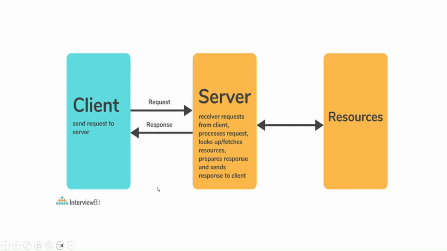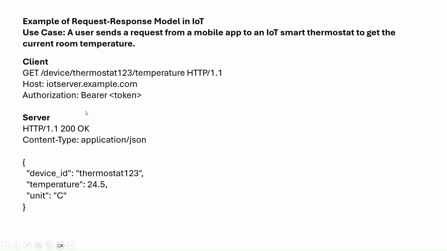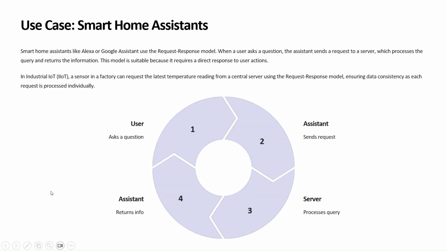This is the block diagram of request response model, where the client initiates a request, the service receives it and processes the request with the help of the resources it has, and responds to the client. Here I have taken the example for request response model where a smartphone initiates the request to the IoT smart thermostat to get the current room temperature. Here the protocol used is HTTP, where HTTP is explained in further presentations, and the server replies with an OK message and the required information requested by the client.